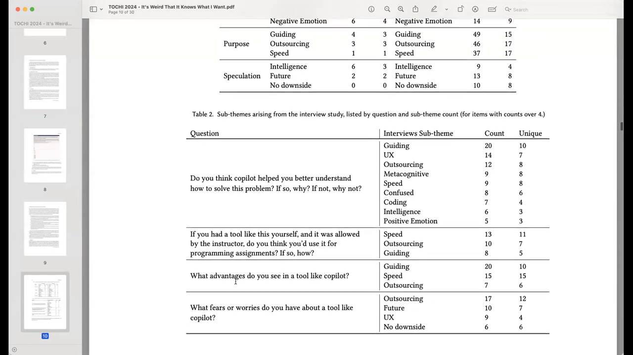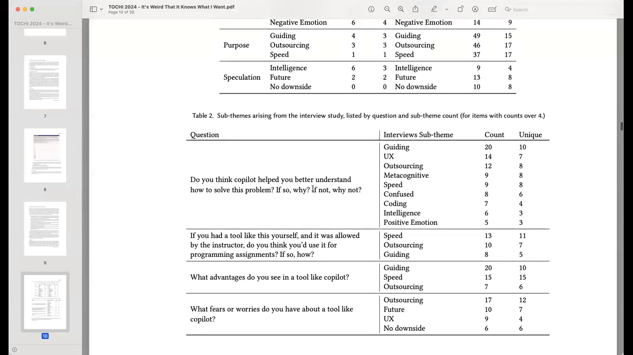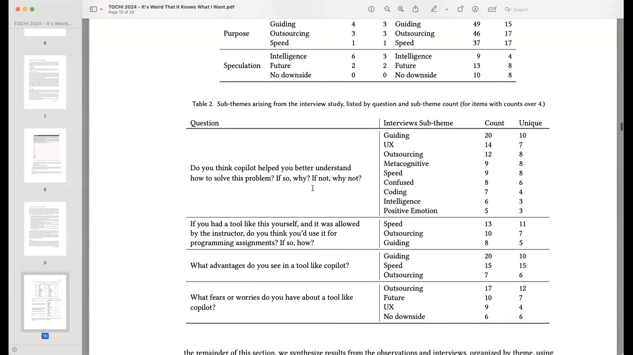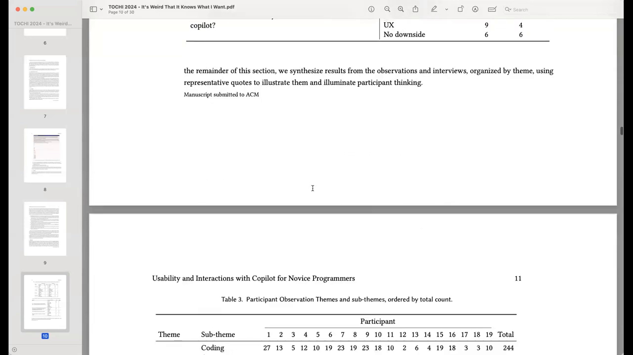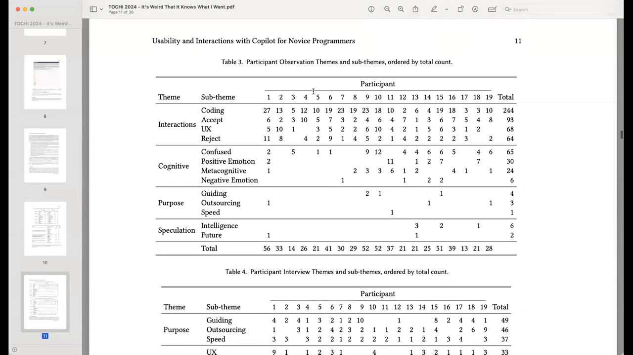We also have them organized here by interview question, just to be able to see how they slotted into which particular interview question. Now, if you're interested in looking more at that, you can pause the video right here and take your time. We also organized them by participant. We could see the general spread of them over the population that we sampled.